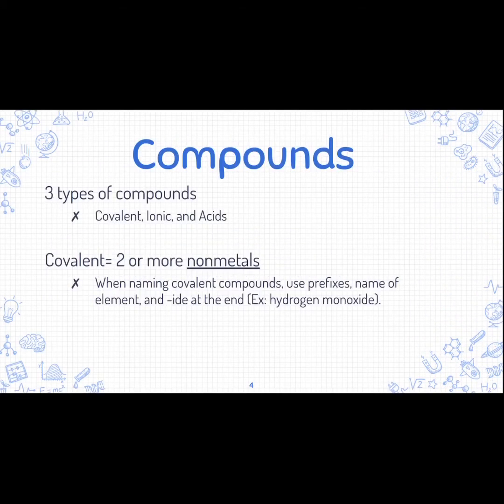So we have three different types of compounds in chemistry that we talk about. We have covalent, ionic, and we have acids. So again, all these we talked about last year in Chem 1. So as a refresher, a covalent compound is when you have two or more non-metals that are bonded together. So when we're naming these, this is when we use those prefixes. So we use a prefix, we name the actual element, and then we just drop the ending and add IDE. So an example of that would be hydrogen monoxide.